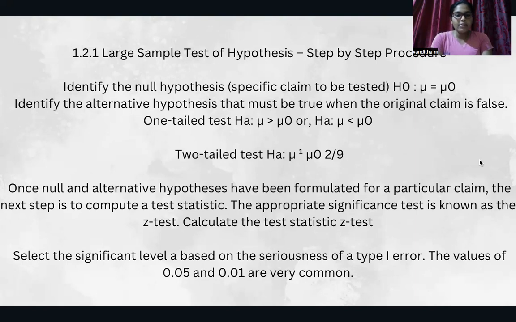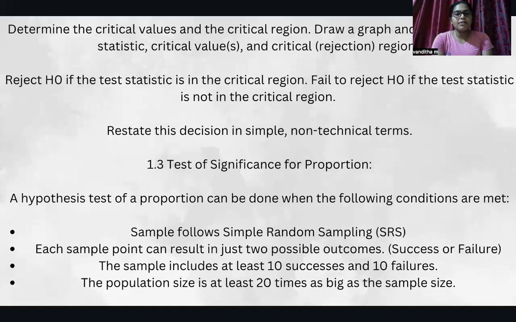Once null and alternative hypotheses have been formulated for a particular claim, the next step is to compute a test statistic. The appropriate significance test is known as the Z-test. Calculate the test statistic Z. Select the significance level based on the seriousness of a type 1 error. The values of 0.05 and 0.01 are very common. These are the two different values which are very common. This is the step-by-step procedure.